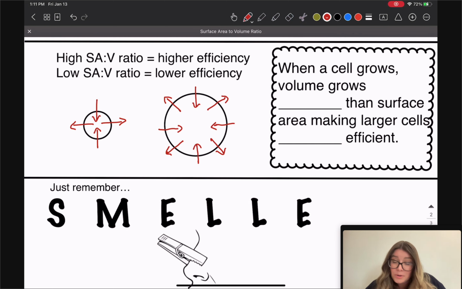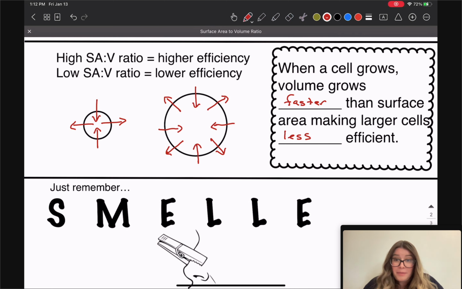However, look at the middle of my cell. The volume also got bigger, but the volume of the cell got bigger faster than the surface area. In this picture, it looks like that middle of the cell is not taking in food and it's not getting rid of waste. That means that my cell is not moving molecules across the membrane as efficiently as it needs to. So that shows when a cell grows, volume grows faster than surface area, making larger cells less efficient.